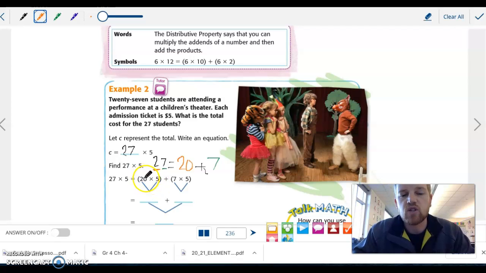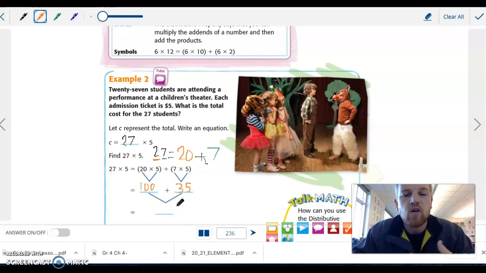So what we're going to do is take 20 times 5. I like to cover this 0 up and do 2 times 5 and get 10. And then I simply need to add that 0 back that I covered up so it keeps it balanced. Okay, so 20 times 5 is 100. Plus 7 times 5. 7 times 5 is a fact that I practice a lot, and I know that is 35.